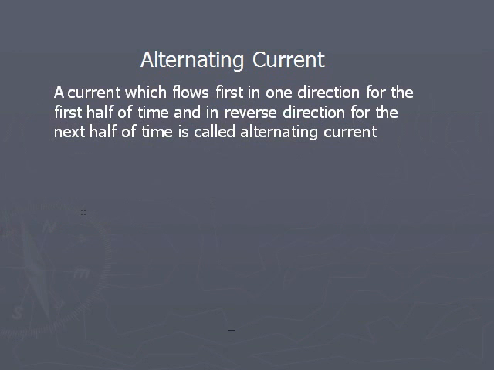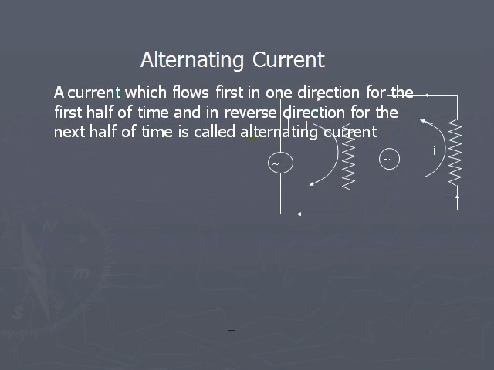Alternating currents. A current which flows in one direction for the first half of time and in the opposite direction in the next half of time is called alternating current. The household current, that is the current which we use in our home, is an alternating current. Its frequency is 50 Hz.